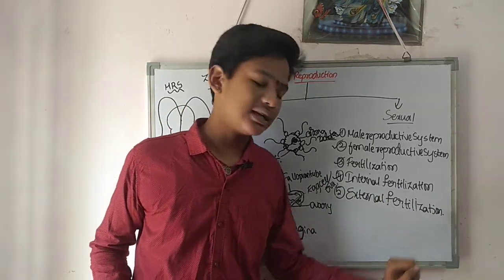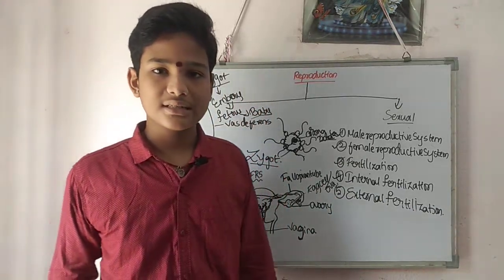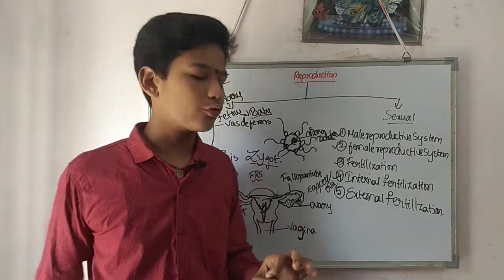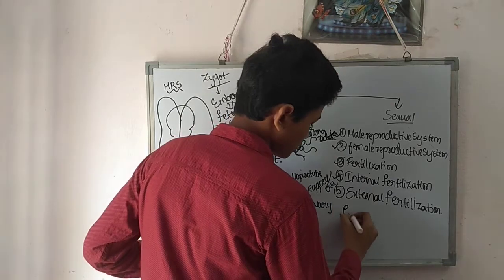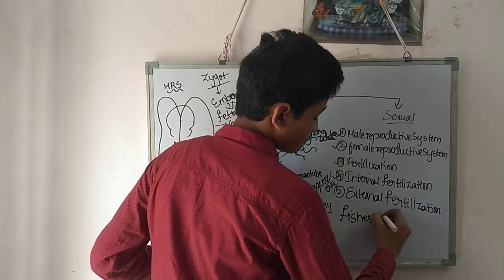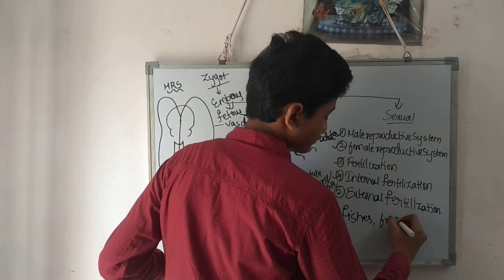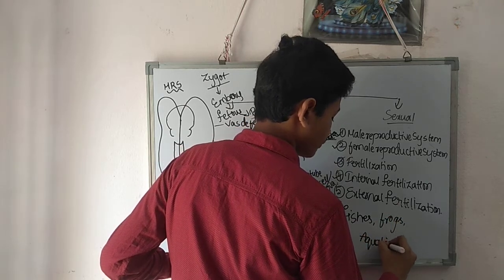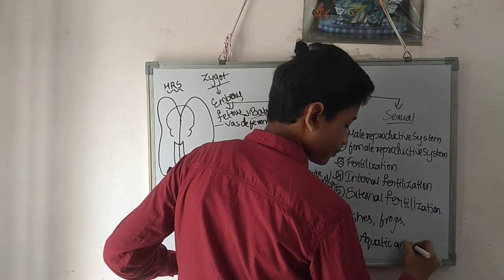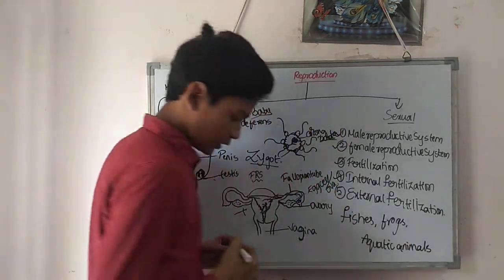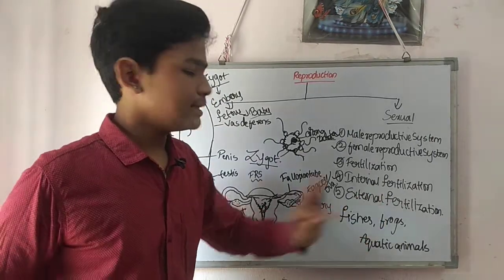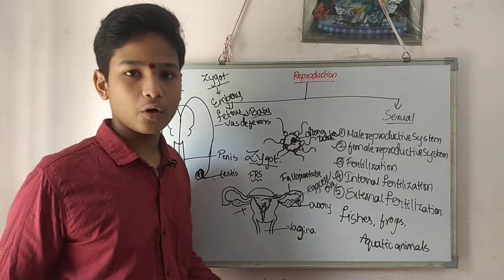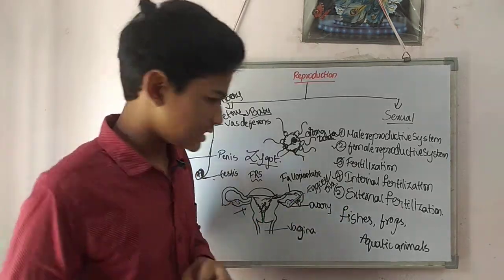Now the external fertilization. Where do we see external fertilization? We can see it in fishes, frogs, and some aquatic animals. External fertilization means the fertilization occurs outside the body.